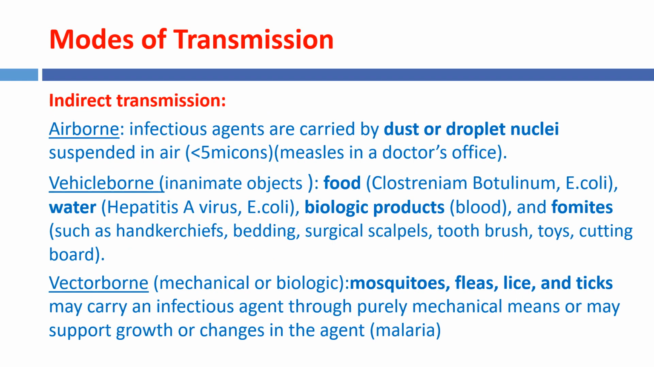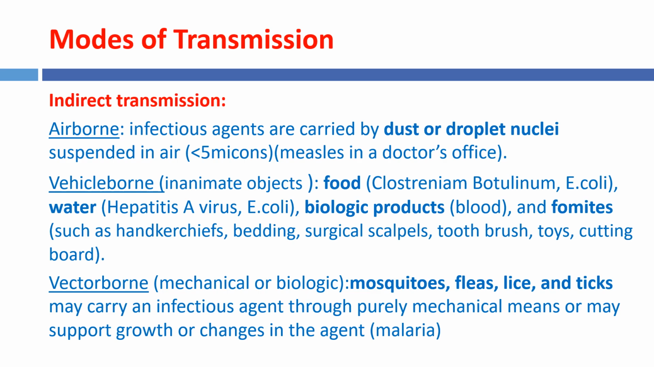The indirect mode of transmission. This could be airborne, vehicle-borne, or vector-borne. First, airborne. Infectious agents are carried by dust or droplet nuclei suspended in the air. When we say suspended in the air, this means they are very small, very lightweight particles that are less than 5 micrometers in diameter. An example for this is measles, how it transmits in a doctor's office.